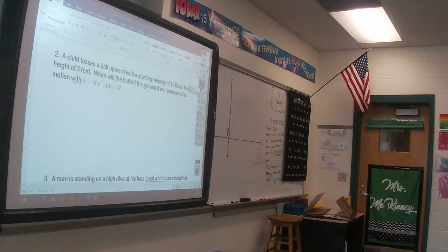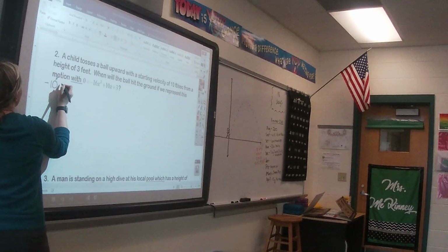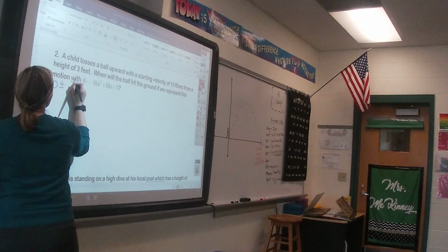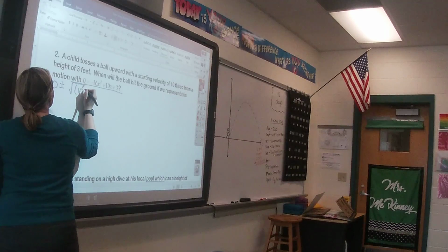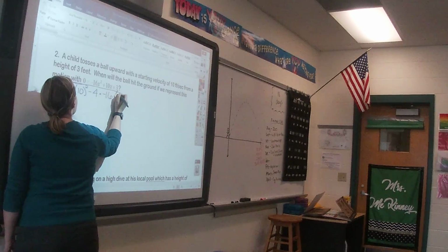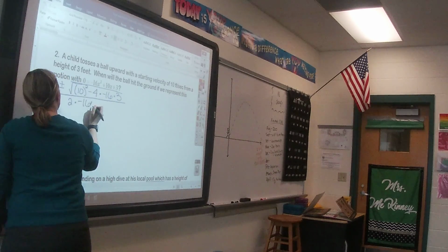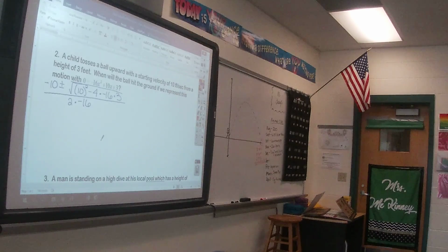No. I mean, you have to read words, but you're reading words so that you can get to the equation. Okay, so we'll say -10 plus or minus the square root of 10 squared minus 4 times A times C, all over 2A. Then what are we going to do? Solve under the square root.